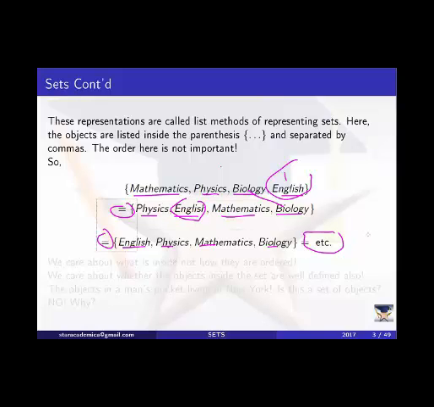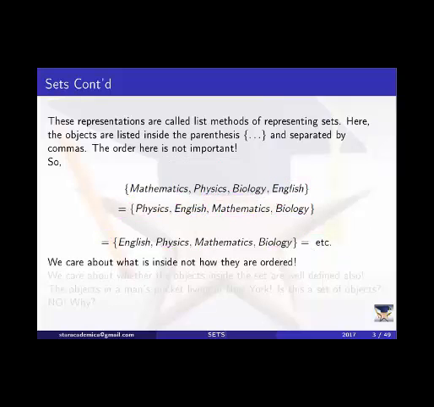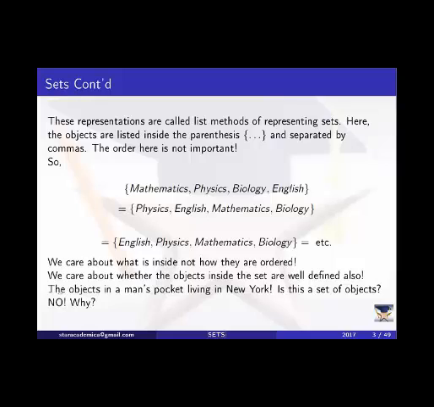And what about sets? Is there anything particular? Can anything be a set? Well, the objects inside the sets must be well defined, and the set must be well defined. Let's take an example. Suppose that somebody's talking about objects in the pocket of a man living in New York. Here we have a problem because in New York there are millions of people, and there is an ambiguity about which man we are talking about. It's not clear, and this is not going to represent a set. So this is not a set. We have to be particular.